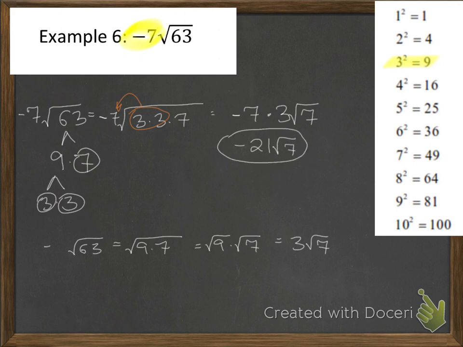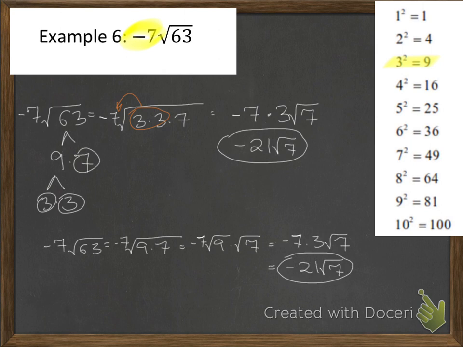Okay, same thing down here. Let's put in our negative 7. And then we would get negative 7 times 3 square roots of 7. So that would be negative 21 square roots of 7.